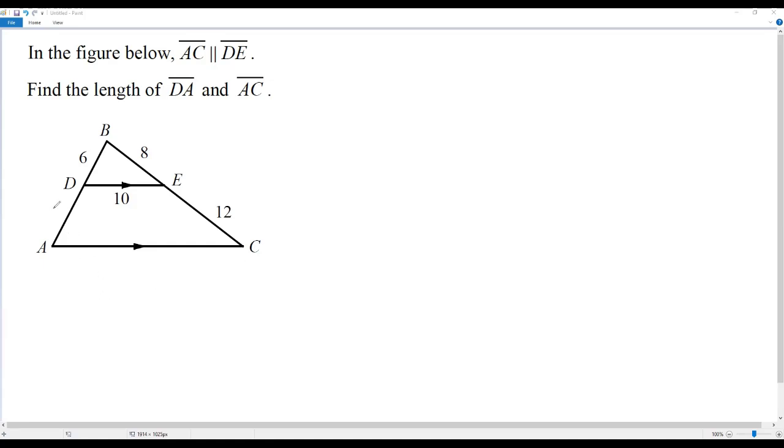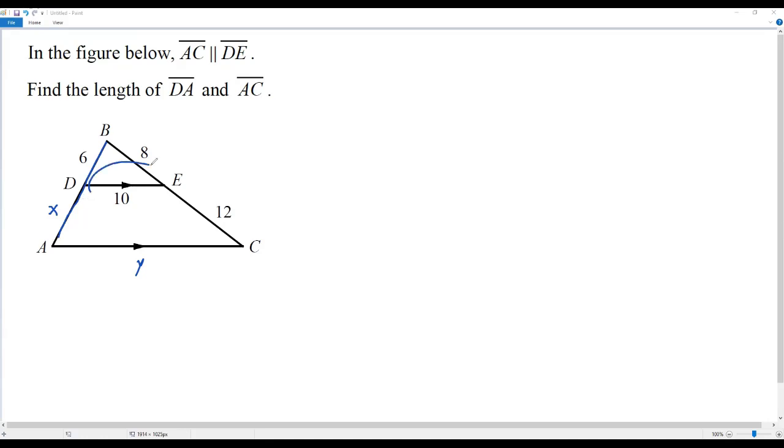Okay, let me assume the length of the line segment DA as X and the length of the line segment AC as Y. There is information in the question: the line segments AC and DE are parallel, and we also have markings over here. Whenever two lines are parallel, the third line which intersects both the parallel lines is called a transversal.